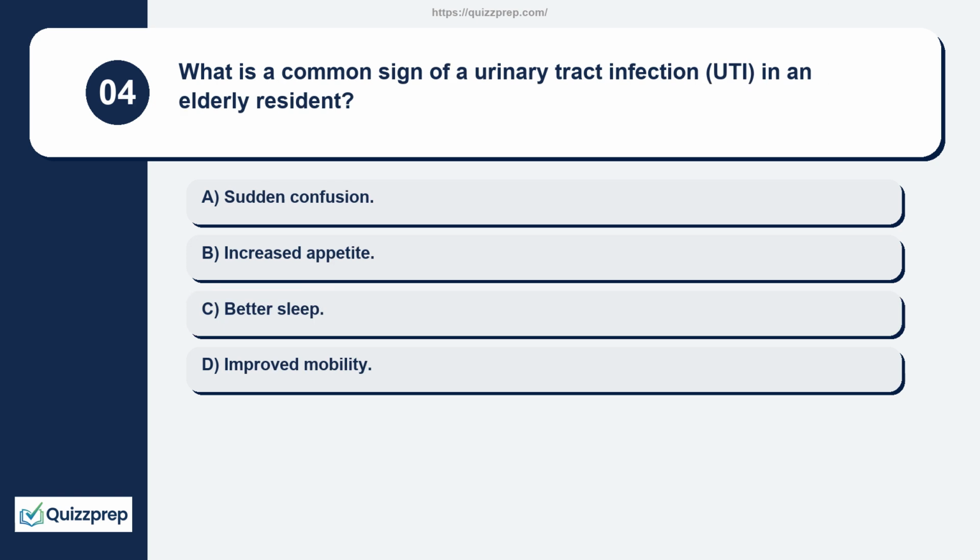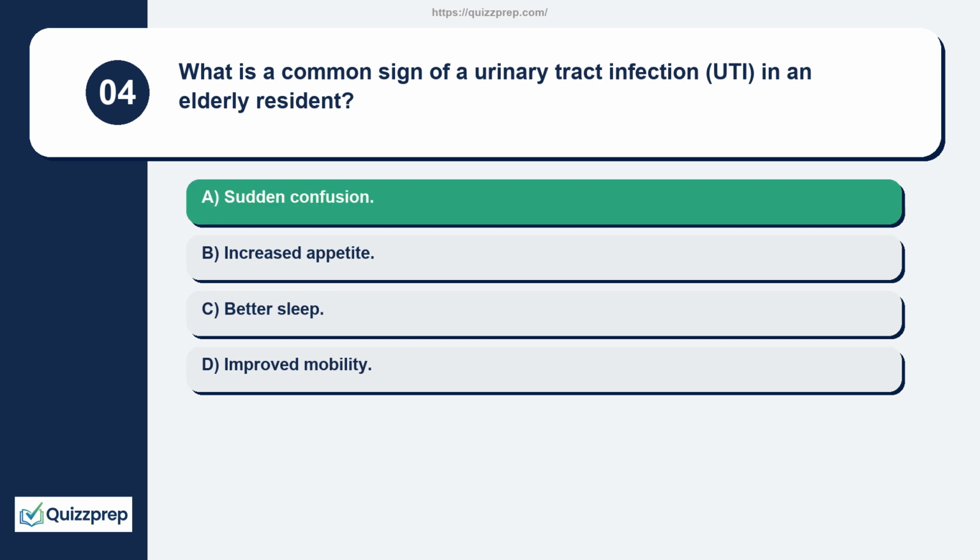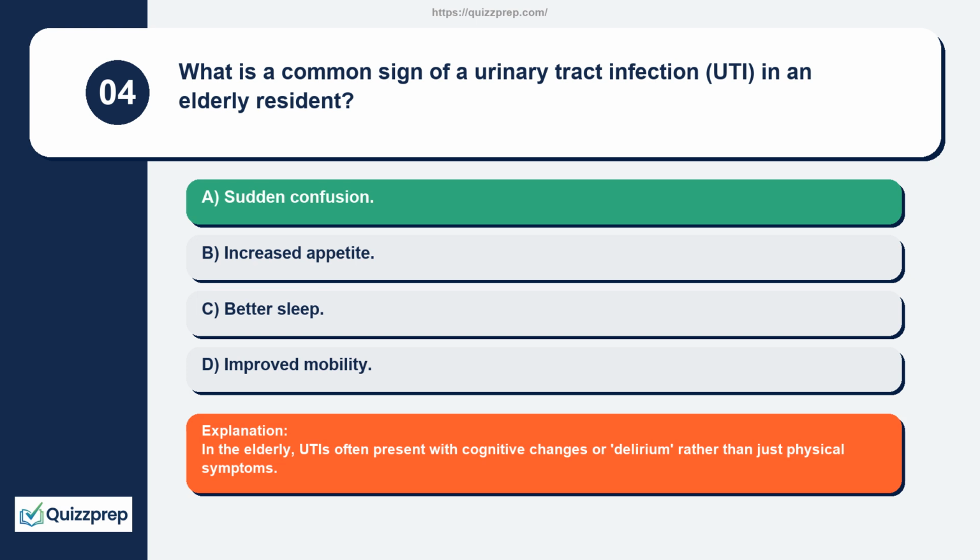Question 4. What is a common sign of a urinary tract infection, UTI, in an elderly resident? Sudden confusion. Increased appetite. Better sleep. Improved mobility. In the elderly, UTIs often present with cognitive changes or delirium rather than just physical symptoms.